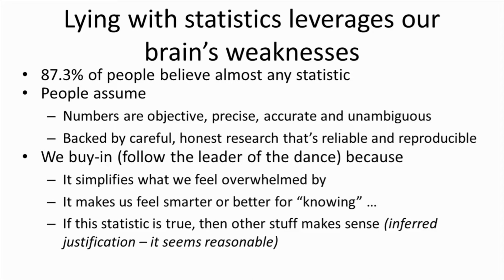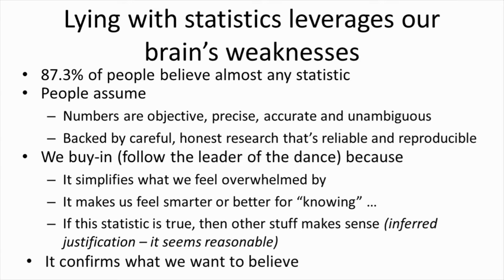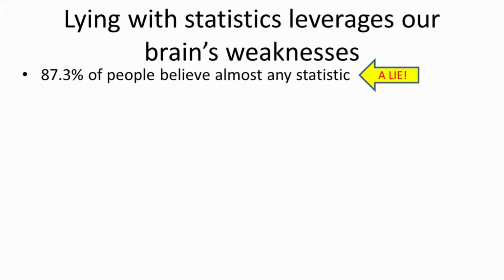We buy in and follow the leader of this dance because it simplifies what overwhelms us. It makes us feel smarter or better for knowing this new truth. And then we use inferred justification to support the other person's lie. We make excuses for the lie by saying to ourselves, if this statistic is true, then other stuff in the world also makes sense. Lastly, if it confirms what we want to believe, then we believe it because, well, it confirms what we want to believe. By the way, I bet you already knew that this is indeed a bogus statistic.